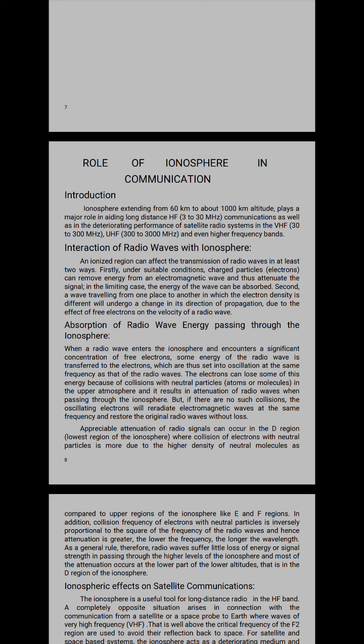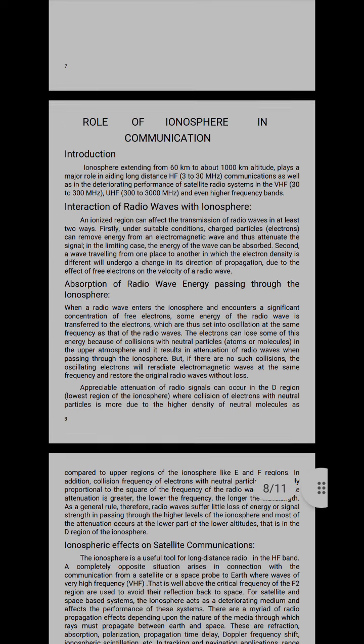Interaction of radio waves with ionosphere. An ionized region can affect the transmission of radio waves in at least two ways. Firstly, under suitable conditions, charged particles can remove energy from an electromagnetic wave and thus attenuate the signal. In the limiting case, the energy of the wave can be absorbed. Second, a wave traveling from one place to another in which the electron density is different will undergo a change in its direction of propagation due to the effect of free electrons on the velocity of a radio wave.